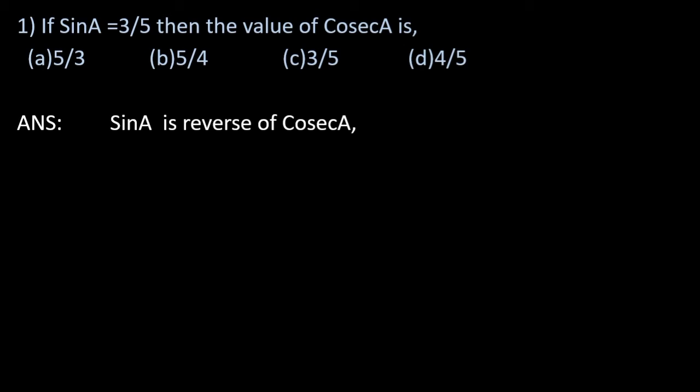Therefore we have sin A, that is 3 by 5. The reverse of that is 5 by 3. Then what is the answer? Option A, 5 by 3. Now you understand why I explained everything as basics, because if you know that, you can easily find out this problem. That's why I explained all those concepts.